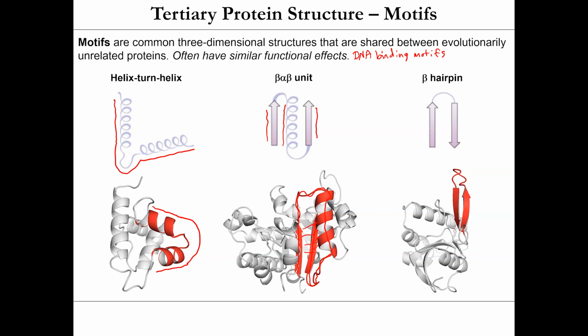Another one would be a beta hairpin, and these are very common. It's just a beta strand, then a hairpin turn, and then another beta strand, and these interact with each other. So you'll find these over and over again in different proteins as part of their overall tertiary structure.